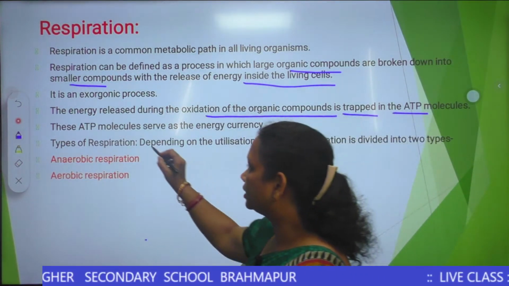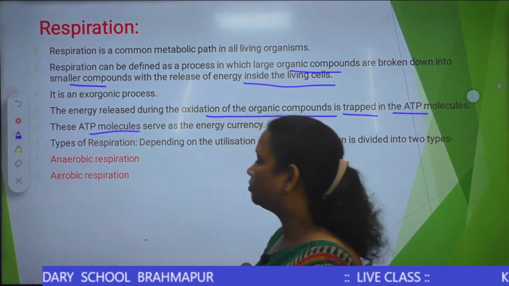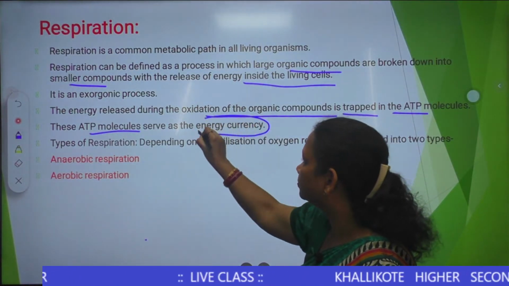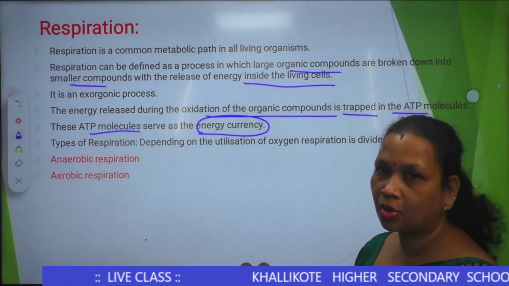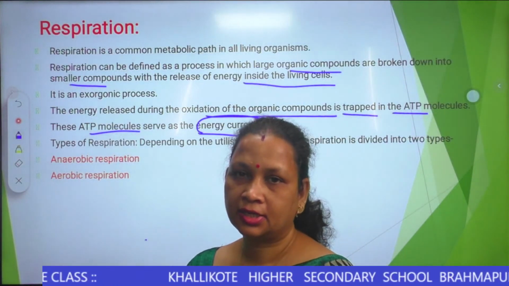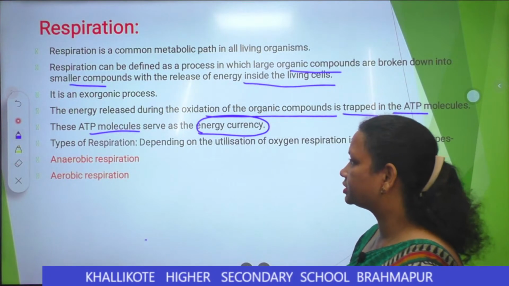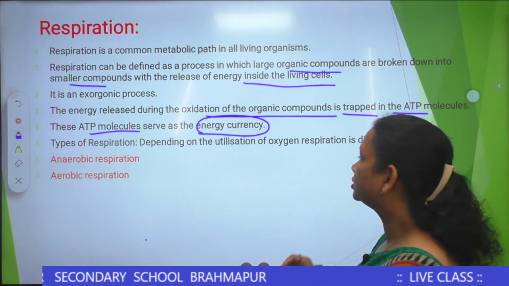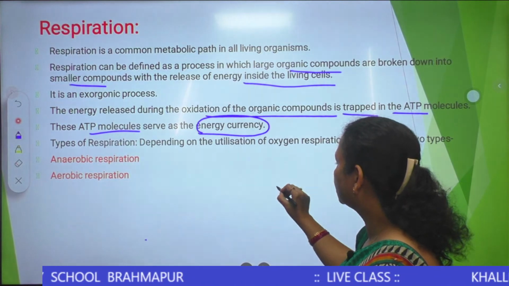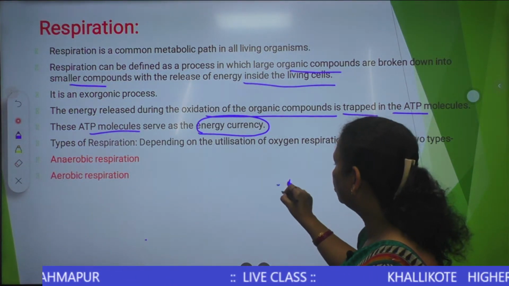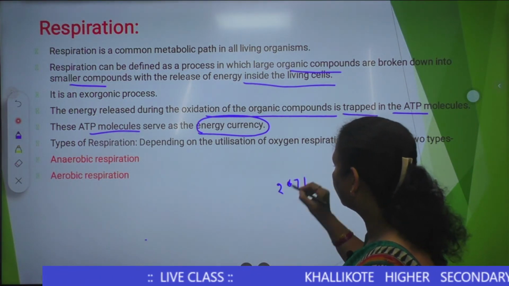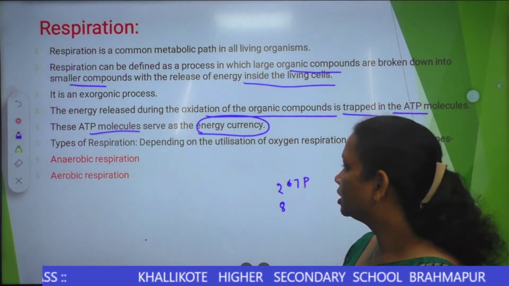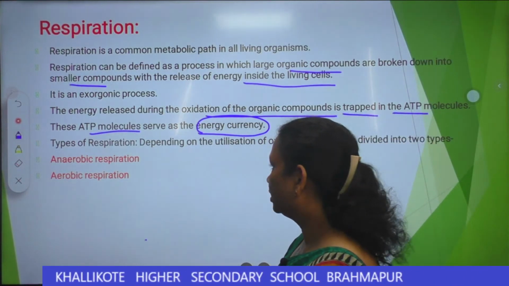What does the ATP molecule do? The ATP molecules serve as the energy currency. Why energy currency? Because in all the phenomena we calculate energy in terms of numbers, say, suppose there is a requirement of 2 ATP or 8 ATP. So we take them in numbers, and it is called the energy currency.